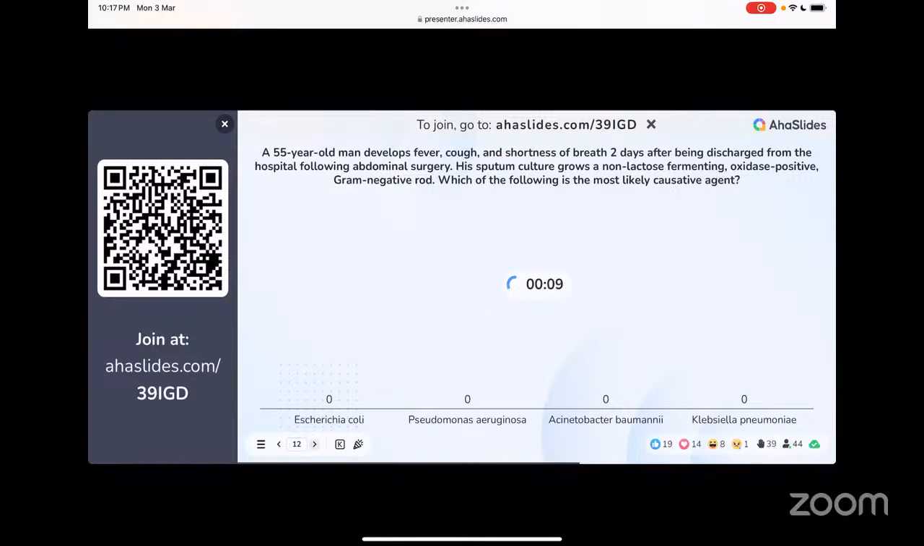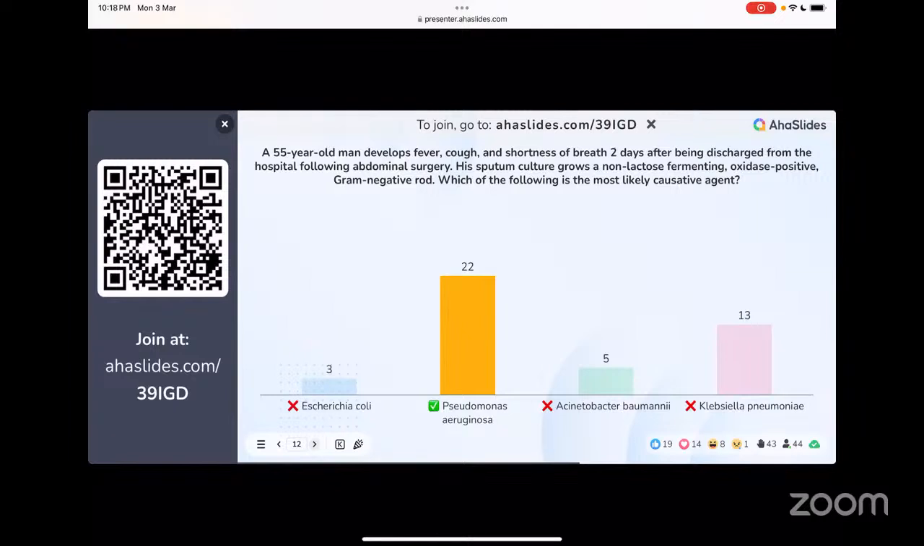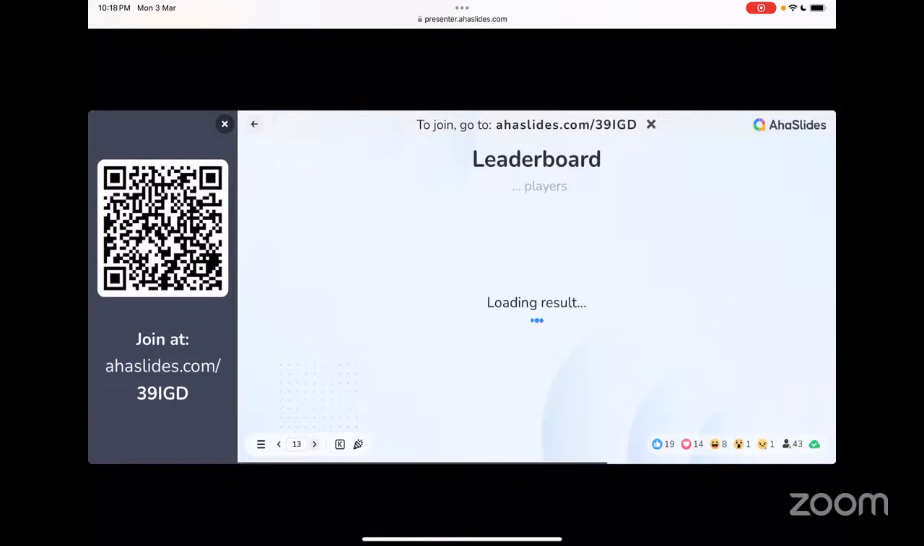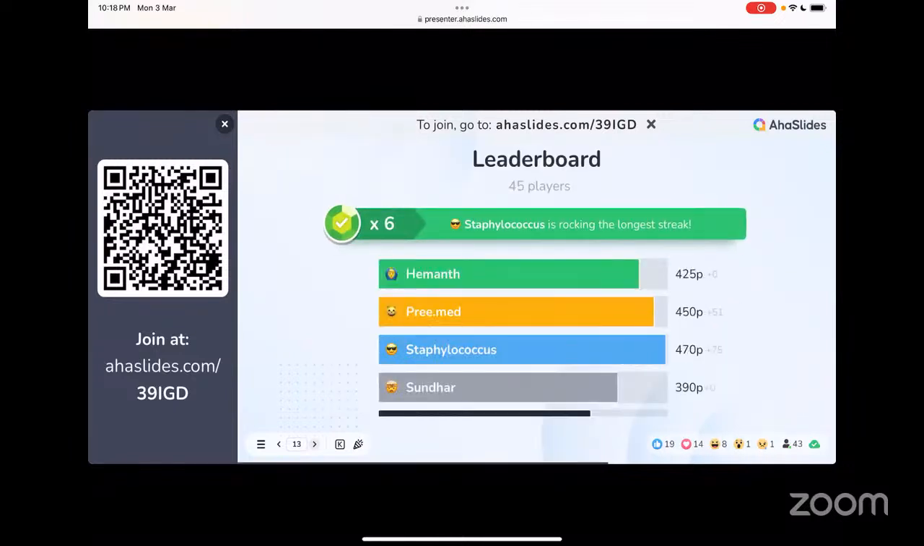And you can see this bacterium is oxidase positive and is a notorious cause of hospital-acquired pneumonia. It is also linked to wound infections in burn patients and has a blue-green pigment on culture. And that is Pseudomonas aeruginosa, and that is nice. So most of you have got this, right?